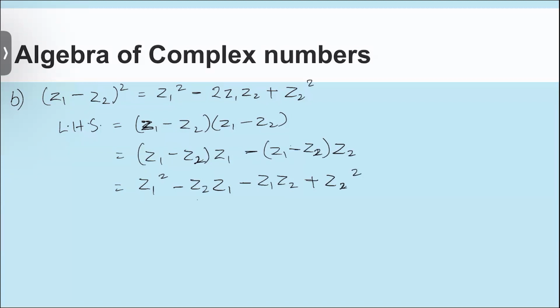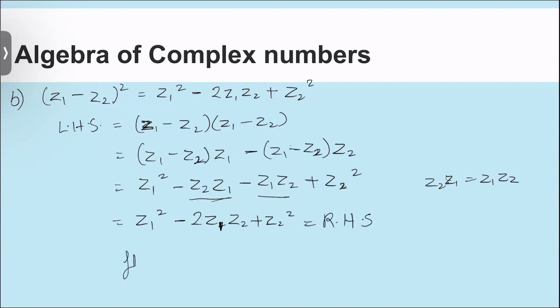Now similarly, we have the commutative law that z2 z1 is equal to z1 z2. So finally we can write it as minus 2 z1 z2 plus z2 squared, which is your RHS. Okay, so this is hence proved.